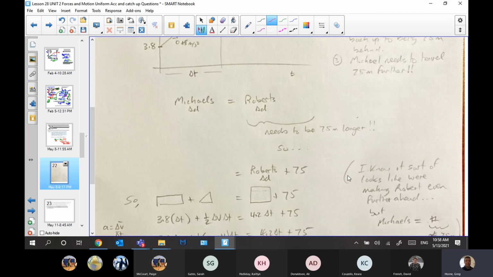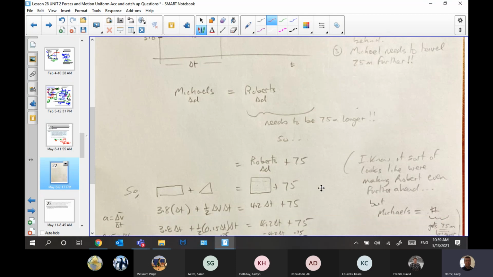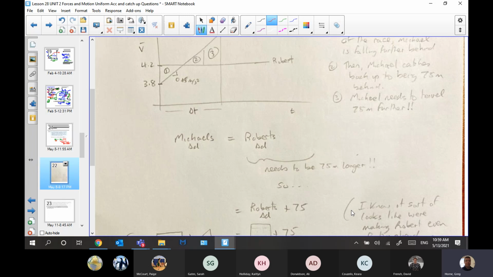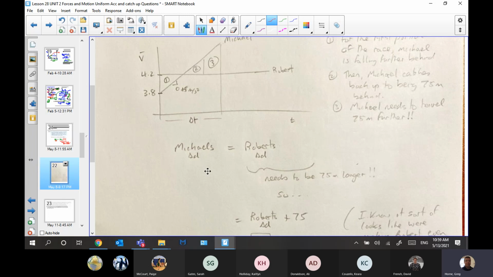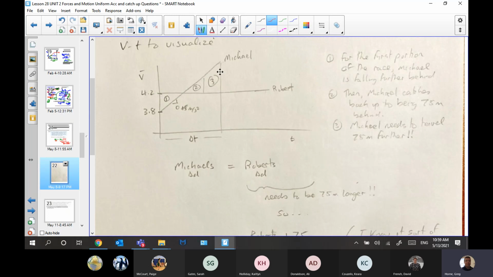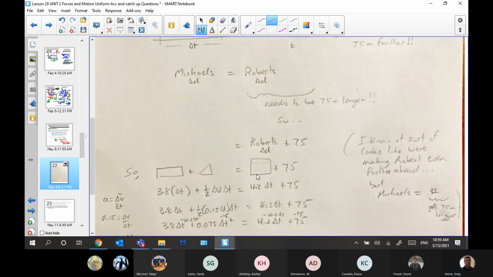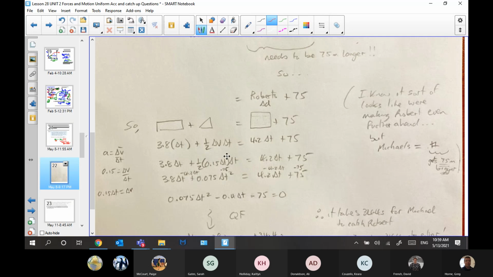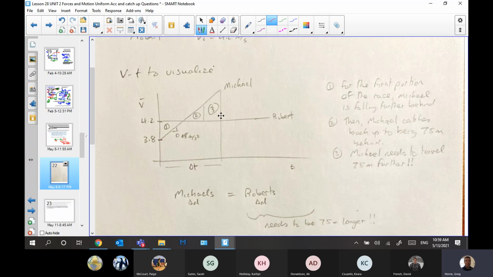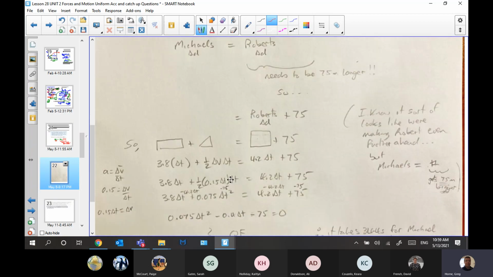So we've got basically a normal catch-up question with this extra 75 tacked on. And I put there, I know it sort of looks like we're adding to Robert's, but Michael's equals a number. We're adding to Michael's number basically to make Michael's number bigger. So normal stuff, we've got the 3.8 and we've got the 1/2 base times height stuff for the 3.8. I'm thinking here, oh, just delta V over delta T, basically with an unknown delta T and an unknown delta V, right? So that's in.